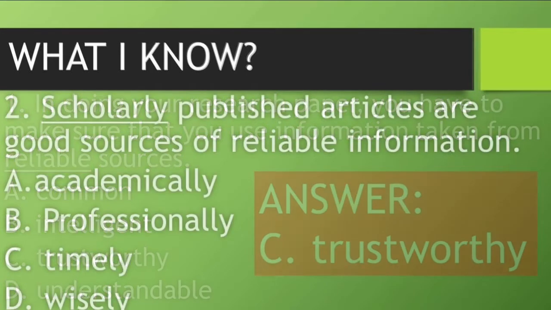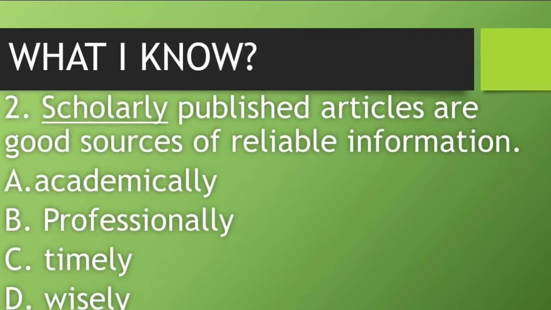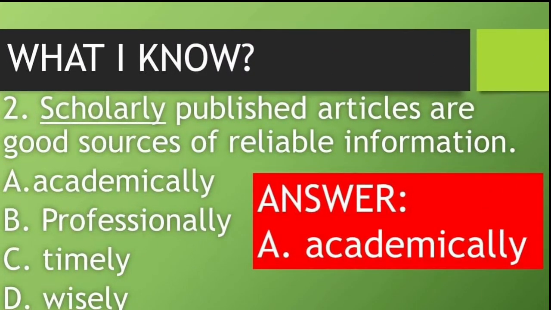C. Trustworthy. Number 2. Scholarly published articles are good sources of reliable information. The underlined word is scholarly. The choices are A. Academically, B. Professionally, C. Timely, or D. Wisely. Time's up. Let's check your work. The answer is letter A. Academically.